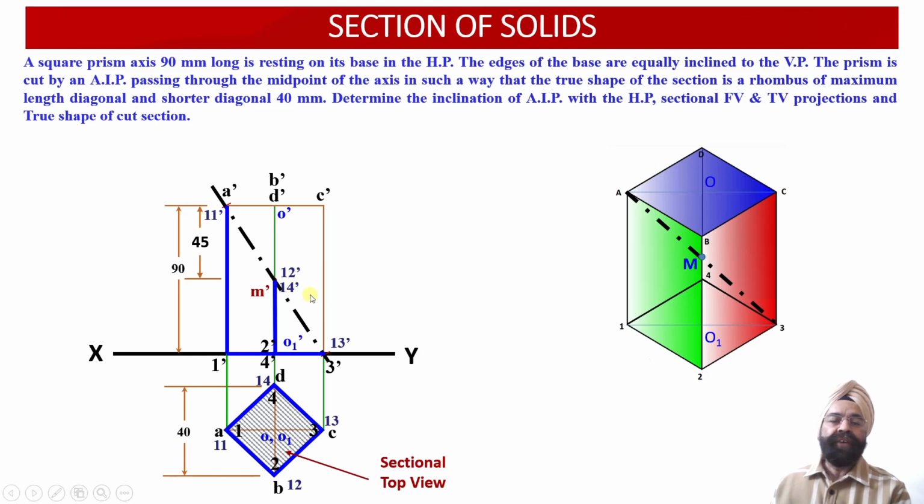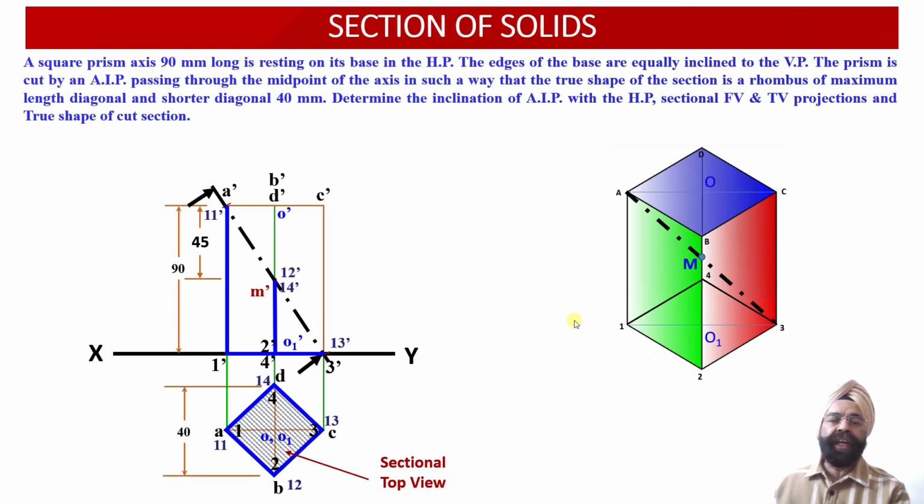So this way we have been able to obtain the sectional front view and the sectional top view projections of the square prism which has been cut by an auxiliary inclined plane passing through the midpoint of the axis in such a way that the true shape of the cut section will have the maximum edge length as its major diagonal over here. Now we are required to obtain the true shape of the cut section.